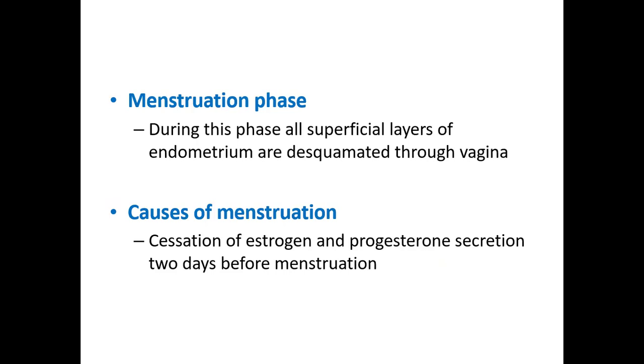The cause of menstruation is the cessation of estrogen and progesterone secretion 2 days before menstruation. As their secretion is stopped, the lack of these two hormones leads to menstruation. As we have discussed in the ovarian cycle, if pregnancy is positive, there is fertilization, then there is continuation of the corpus luteum for 3 to 4 months to secrete progesterone.